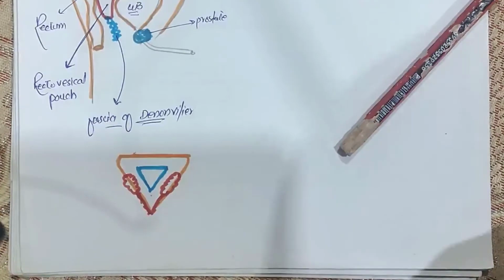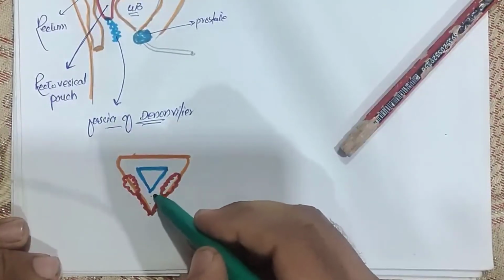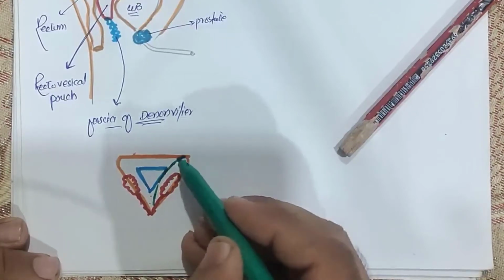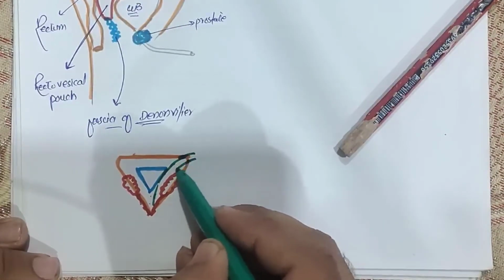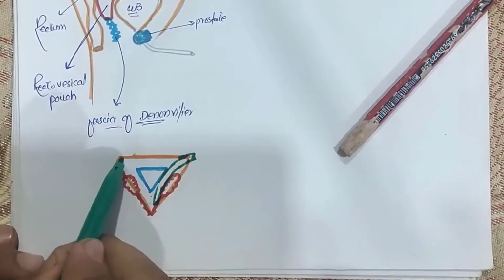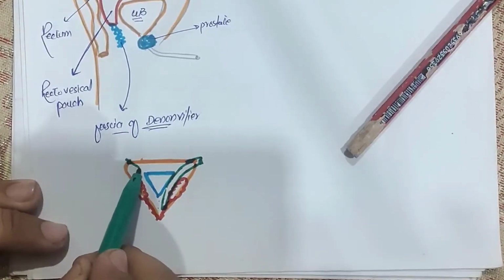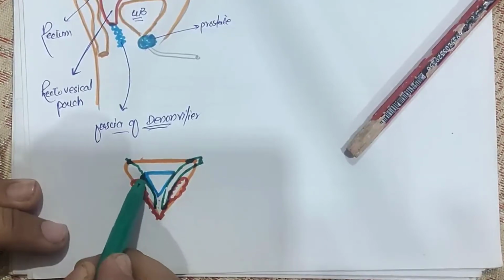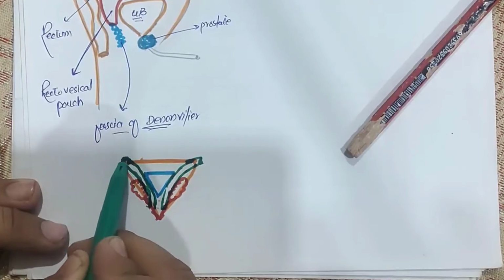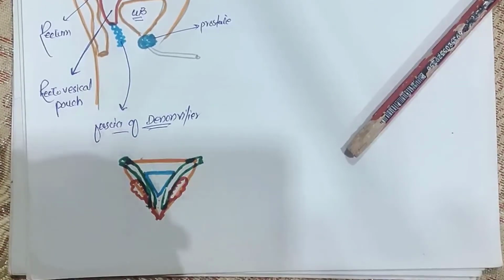I will draw it with this green color. So these are the vas deferens, right? This is the vasa deferentia, or we call it vas deferens. So these vas deferens will make their triangular area in case of relations of the base of the urinary bladder of the male, right? So these are vas deferens.